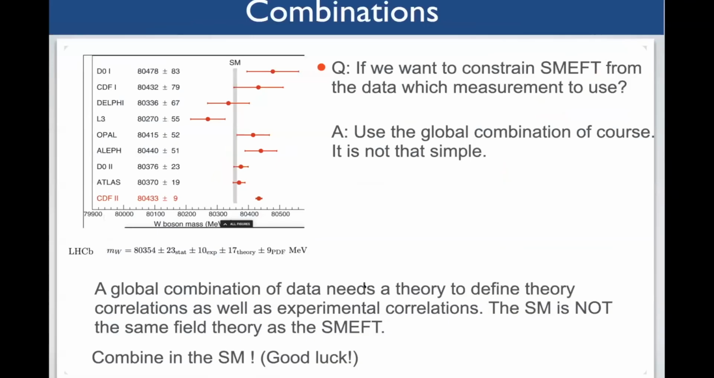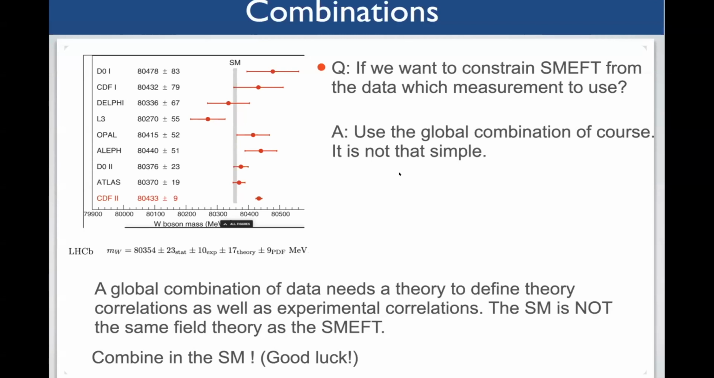So one issue that immediately comes to the fore with SMEFT interpretations is that we want to constrain SMEFT from the data. So which measurement should we use? Do we just use the new measurement, which is really exciting, or should we actually combine everything? Of course, you would say we should combine everything. We shouldn't bias ourselves in terms of interpretation, but it's a little bit difficult in terms of SMEFT interpretations.